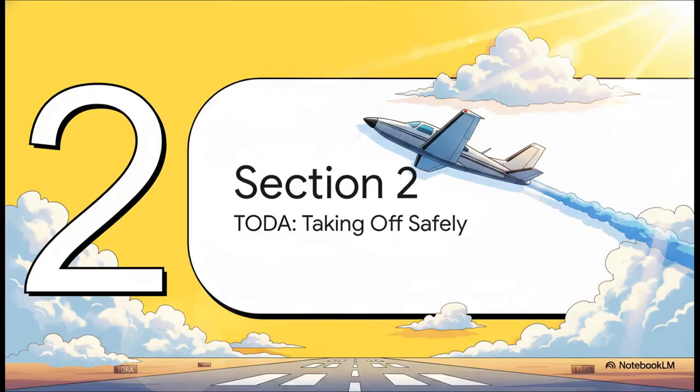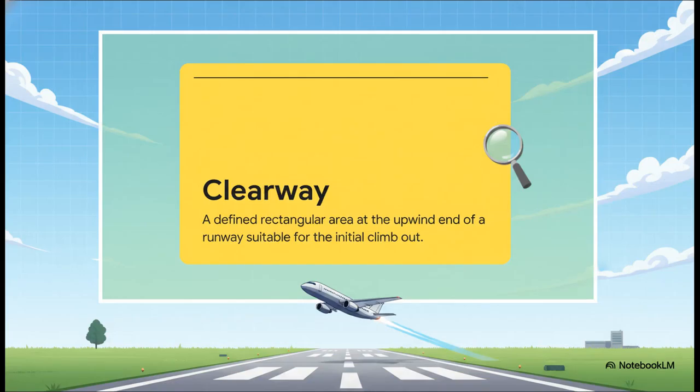Section 2, TODA, taking off safely. So what happens as we lift off the TORA and actually start climbing? Well, that's where our environment expands. To really grasp TODA, we first have to understand something called a clearway. A clearway is a defined rectangular area at the upwind end of a runway, basically the end you're flying towards as you depart, and it's specifically suitable for the initial climb out. The really crucial point here is that a clearway isn't necessarily thick pavement you can drive a plane on. It's effectively an airspace zone. It's an area where the Aerodrome Authority keeps obstacles to an absolute minimum, so you have a guaranteed obstacle-free buffer zone to gain altitude safely.